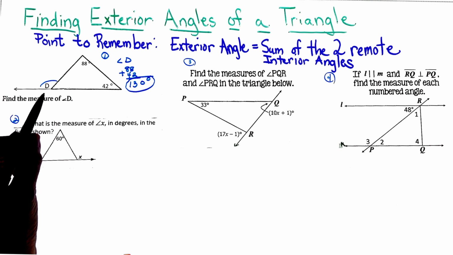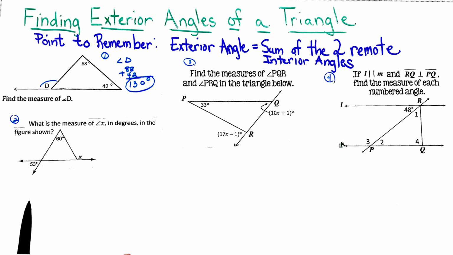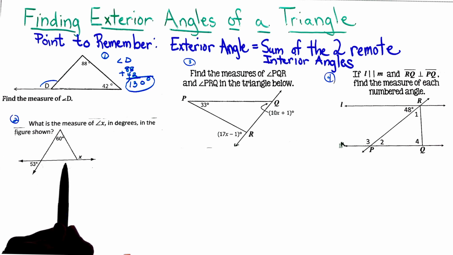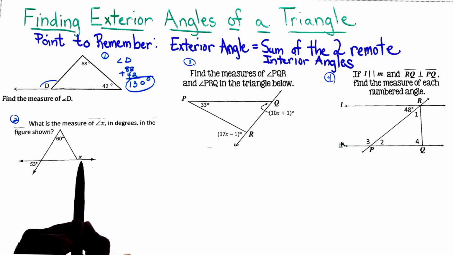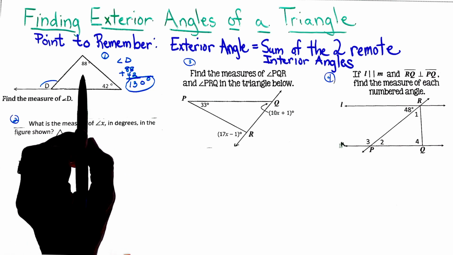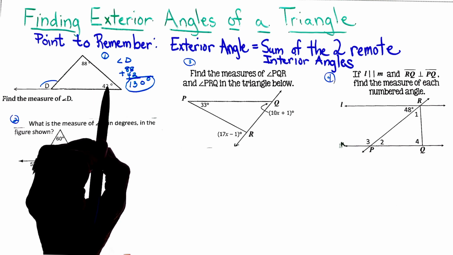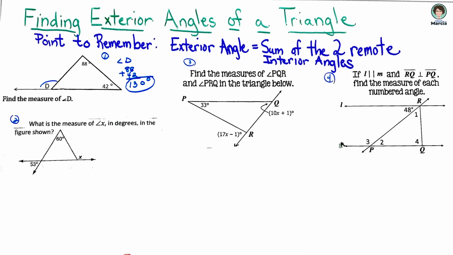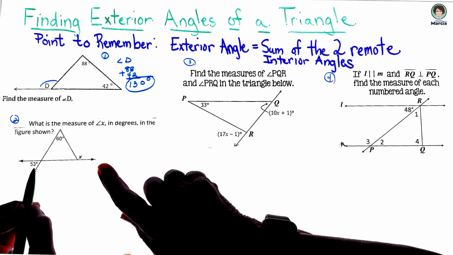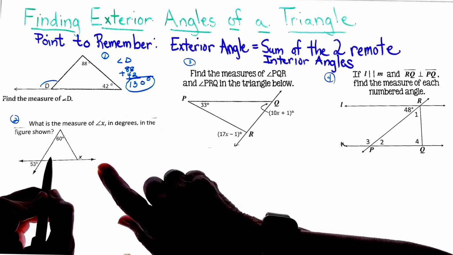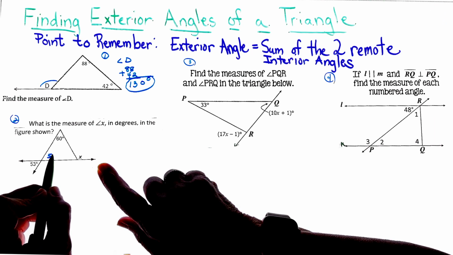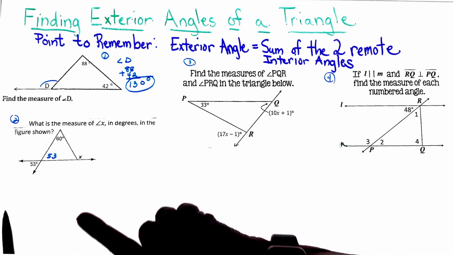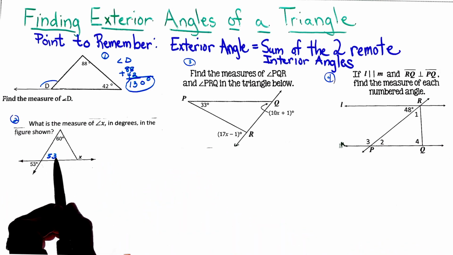Okay, we're going to get a little bit more complicated for each one of our problems. So let's look at number two. Number two says, what is the measure of angle X, which is right here, in degrees in the figure shown? Well, remember, remote interior angles are right here, and I see I only have one. But I need to take prior knowledge that I know that 53 and this angle inside this triangle are what we call vertical angles. And vertical angles are always equal to each other.